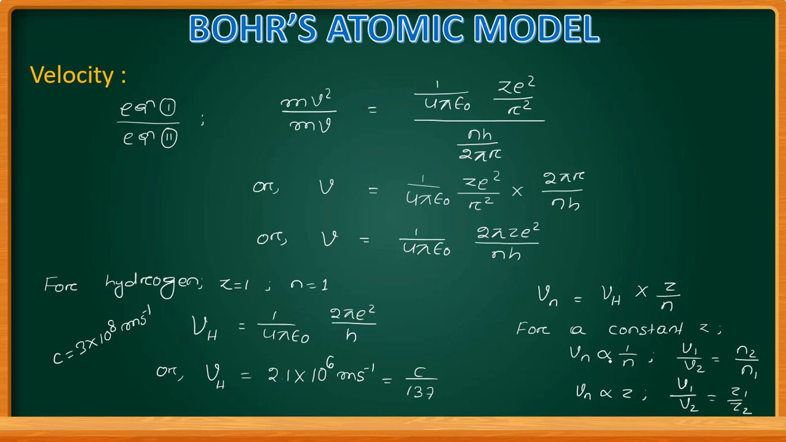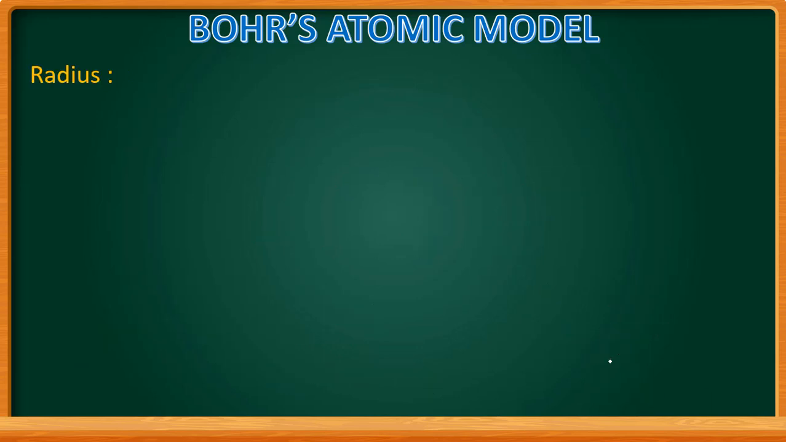After that, we have to find the expression for radius. Then how can we get the radius? Actually, from velocity we get v equal to 1 by 4 pi epsilon naught 2 pi z e square by nh. Yes or no? And we have to put this expression for velocity in equation 2, that is our mv equal to nh by 2 pi r. So from this we can write r is equal to nh by 2 pi mv. In place of v we can write 1 by 4 pi epsilon naught 2 pi z e square by nh.